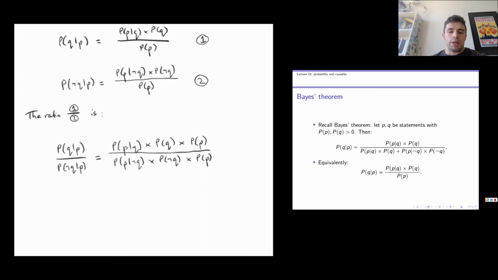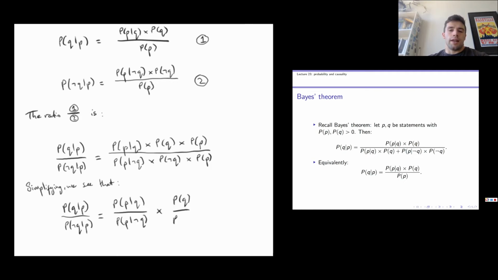Now these P of P's cancel, and so what we end up with is this. P of Q given P over P of not Q given P equals P of P given Q times P of Q over P of P given not Q times P of not Q. And this thing is what we call the odds form of Bayes' theorem. So let me explain what we're seeing here.